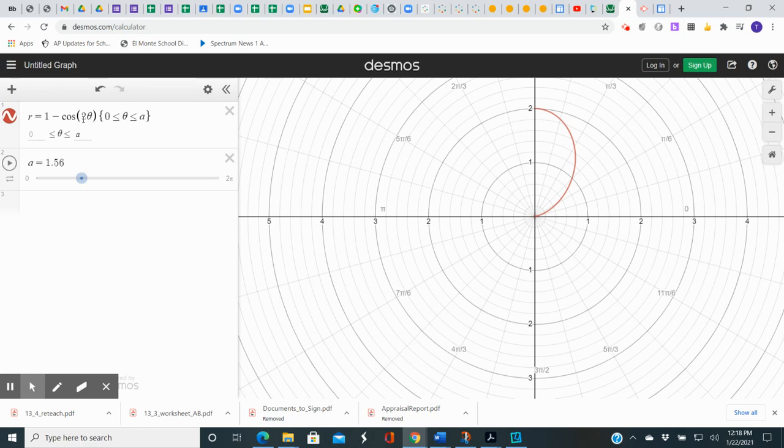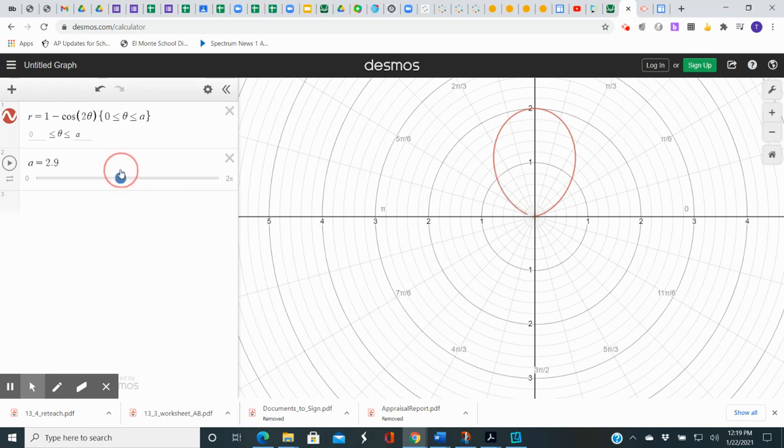Cosine of pi is negative 1, and 1 minus negative 1 is 2. So this is the point where you have the polar coordinates r, theta, where r is 2 and theta is equal to pi over 2. And as we continue tracing the curve, now we have theta going from pi over 2 all the way to pi.